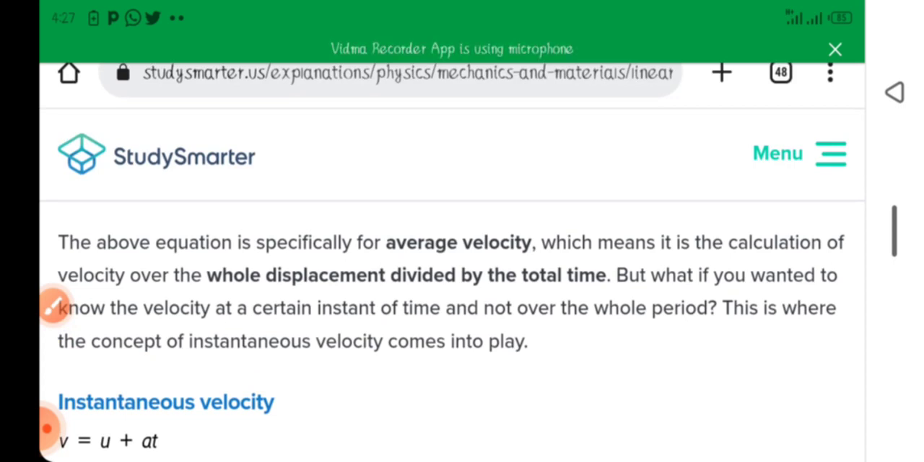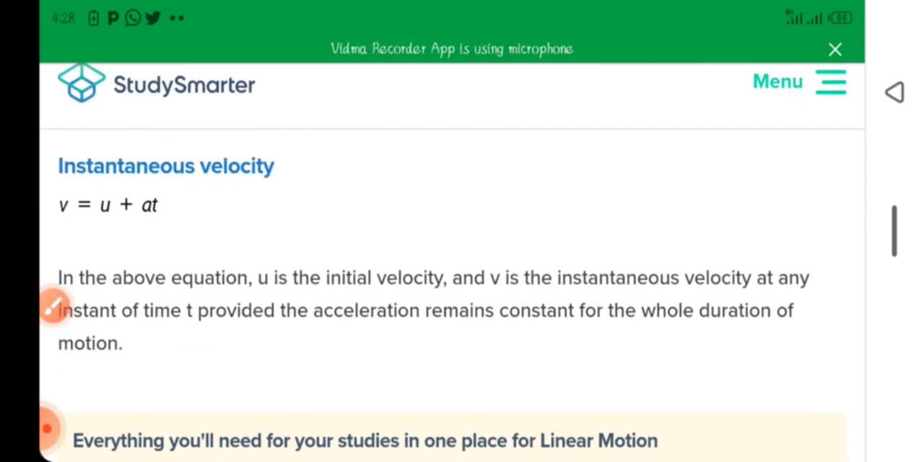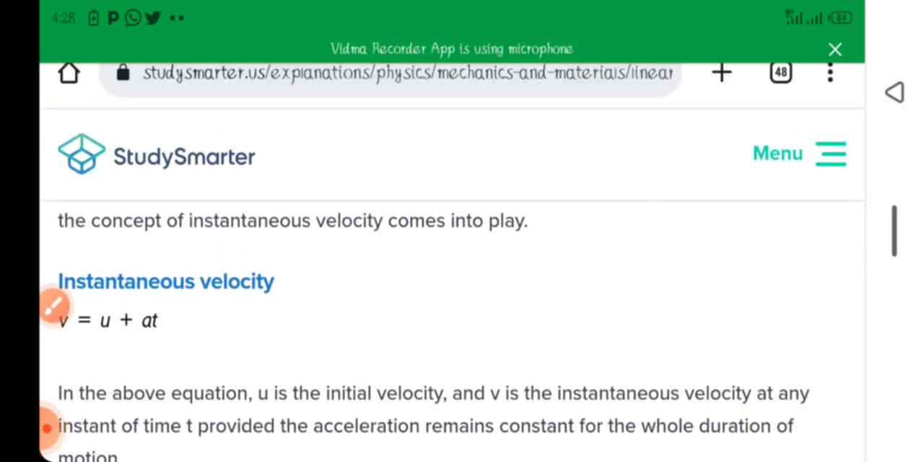So with that said, I would like to draw some graphs just to represent this. I think I've seen a couple of graphs in the UTME questions.